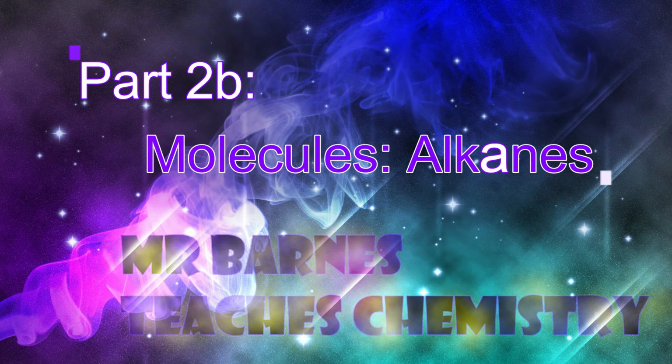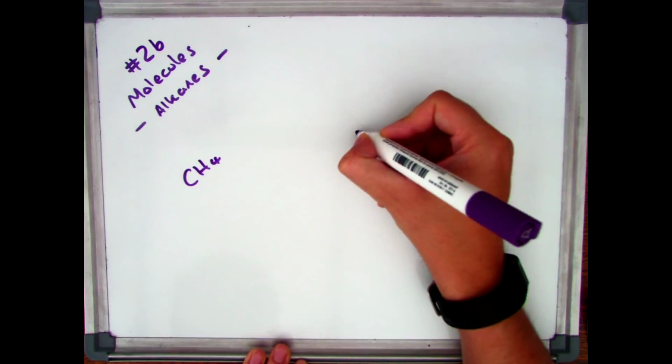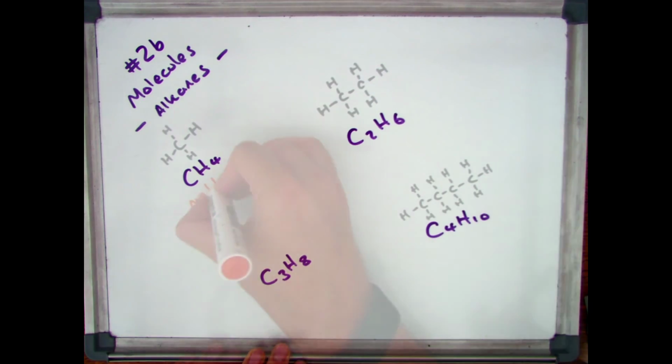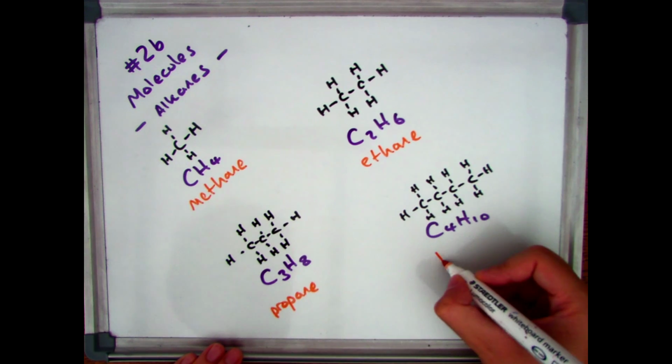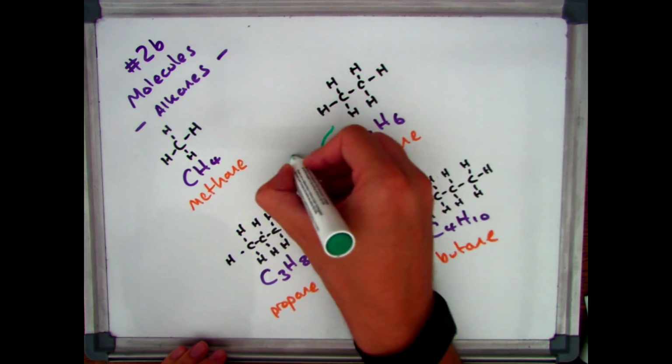Next we're on to a group of molecules called alkanes, which you will learn more about if you're doing the triple, but you still need to know the basic formulas of them. So if we start off with CH4, that's methane, C2H6 is ethane, propane is C3H8, and butane is C4H10. All of these are gases at room temperature.